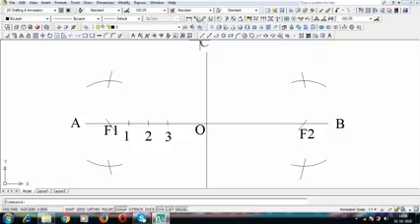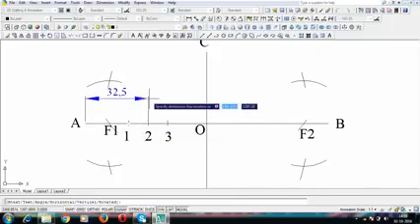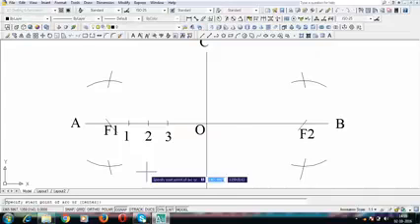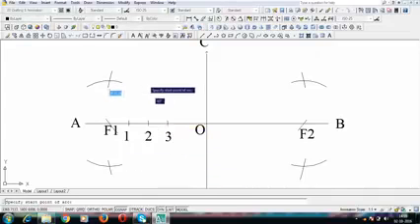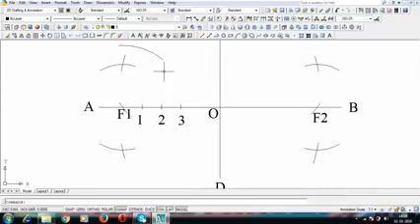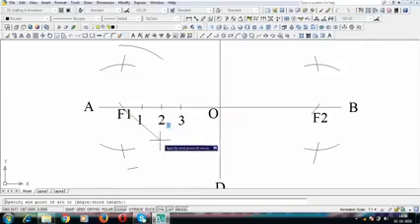So let us see, A2. This is working out as 32.5. So I need to take F1 as center, then put an arc of 32.5 over here and over here. That's exactly what I was talking about. Then again, with F1 as center, we need to put an arc of 32.5. This is our arc.